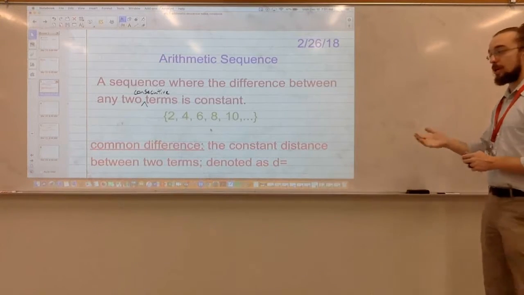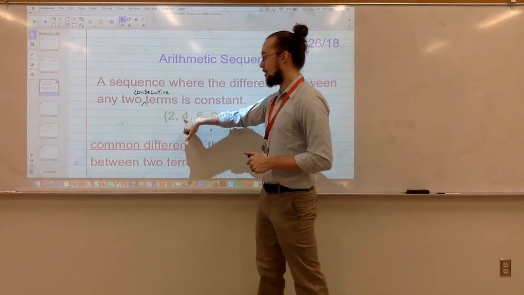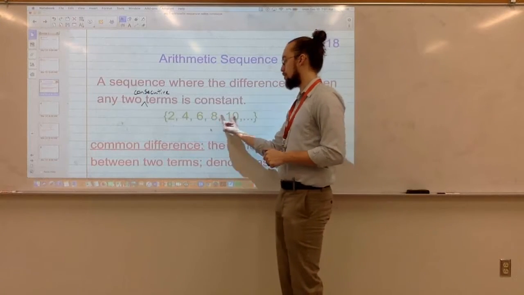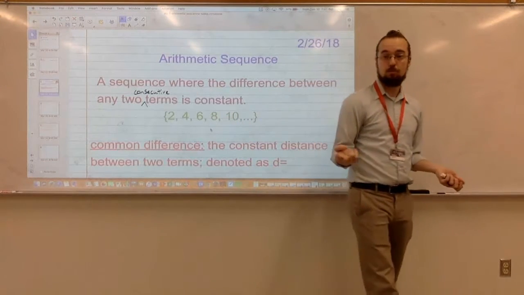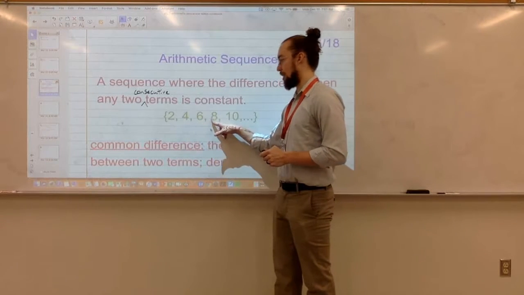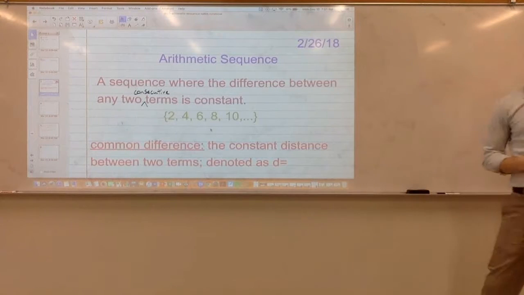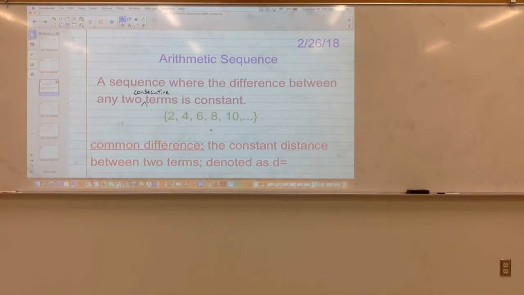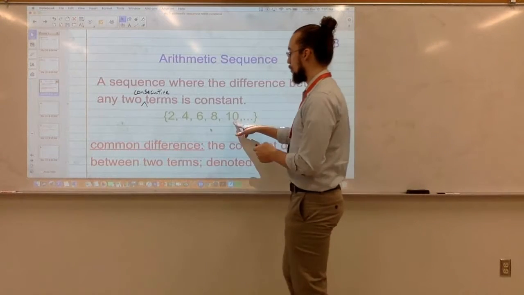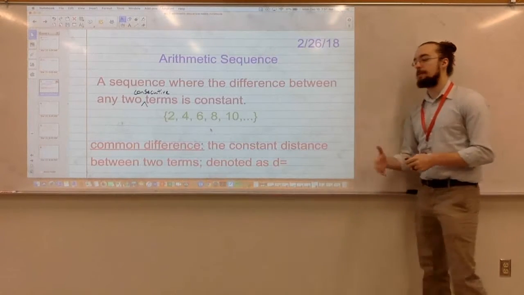So if I look at this example here, 2, 4, 6, 8, 10, I'm adding the same number every single time. We're saying the difference between any 2 terms in a row is 2. To get from 2 to 4, I added 2, add 2, add 2, add 2. We call that number that we're adding every time, or if we think about going backwards, the number that we're subtracting every time, the common difference.